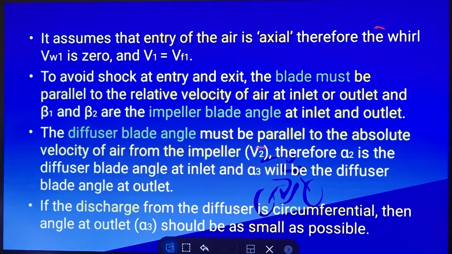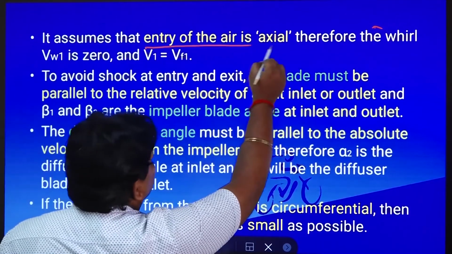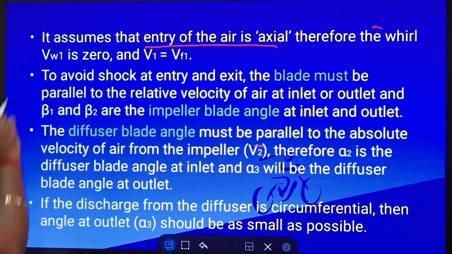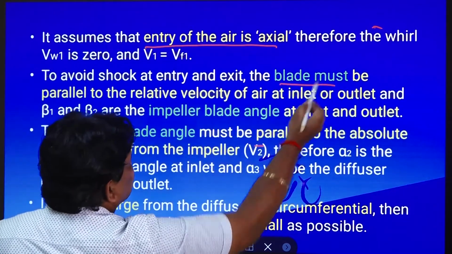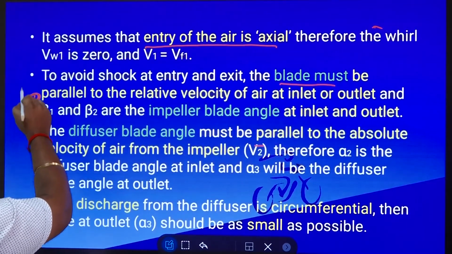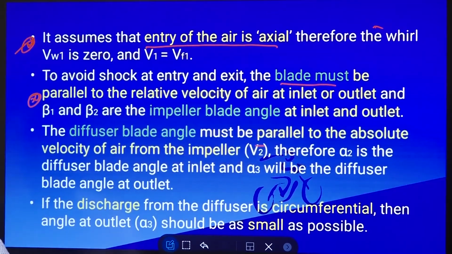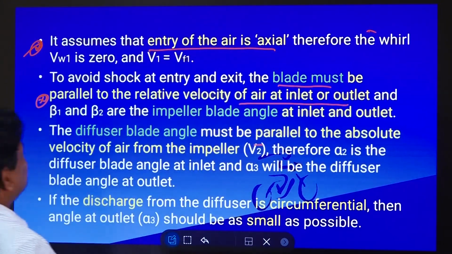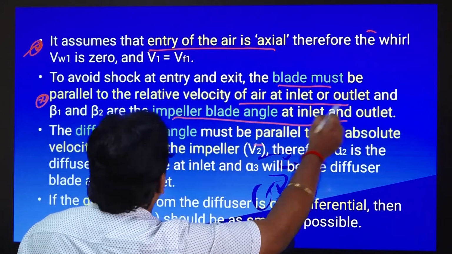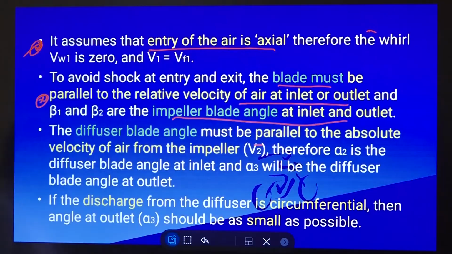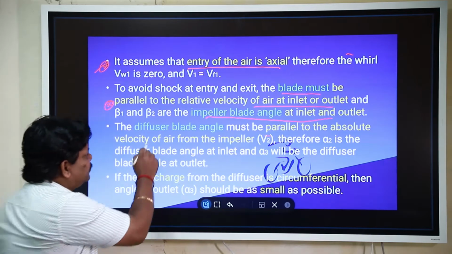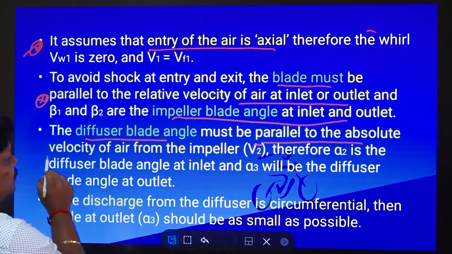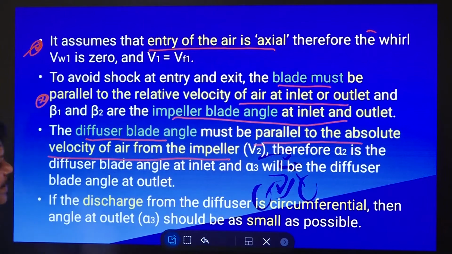So here you can see that the entry of the air is axial. What happens to the blades? These are the statements which you have to remember. Blades must be parallel to the relative velocity of air at inlet and outlet, and the impeller blade angles are beta 1 and beta 2, at the inlet and the outlet. What is the condition of the diffuser blade angle? It should be parallel to the absolute velocity of air from the impeller.